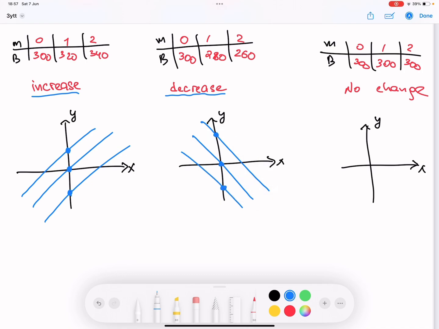We said the third case is no change. I mean, it will be just a constant, a horizontal line, which is parallel to the x-axis, depending on the initial budget. I mean, if it is 300, it will be here. If it is like 100, it might be here. If it is 0, if it is negative.